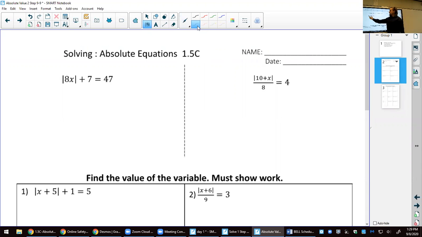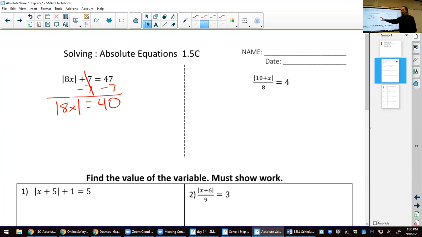We always want to end up with whatever's in the absolute value sign, all by itself, equals some constant on the right. So in this case, since we have the absolute value of 8x plus 7 equals 47, we want to start off by getting rid of this 7. So we do minus 7 to both sides. We're left with the absolute value of 8x, not 0.8, just 8. This is going to cancel. 47 minus 7 is 40.